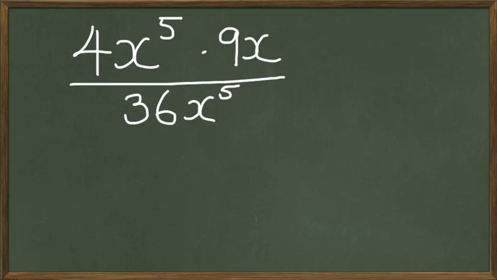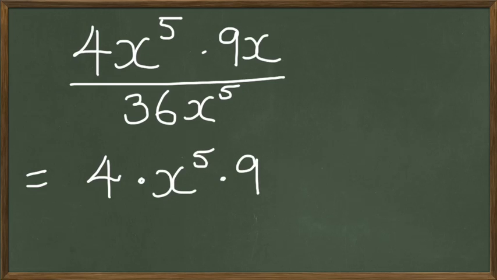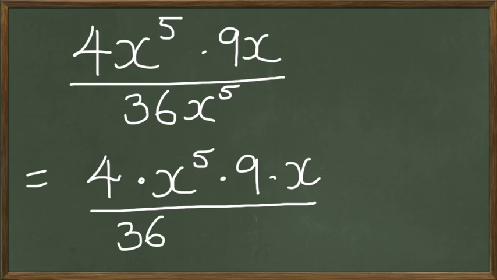Now, since everything is being multiplied in the numerator and everything is being multiplied in the denominator, I'd like to show this. I'd like to write it almost like in an expanded way. So it's 4 multiplied by x to the power of 5 multiplied by 9 and multiplied by x, and that's divided by 36 multiplied by x to the power of 5.